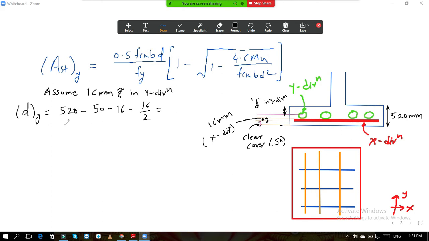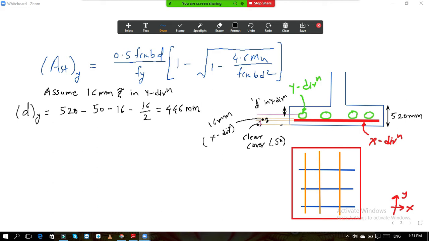So depth in y direction, how much is it now? Effective depth in y direction is 520 minus 50 minus 16 minus 16 by 2. So it is 446 mm.